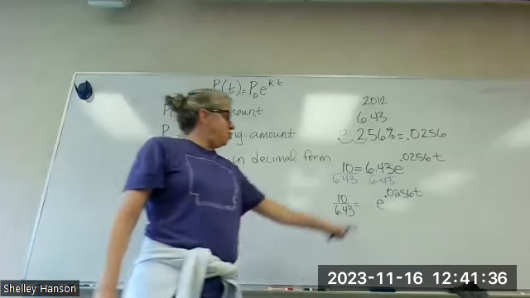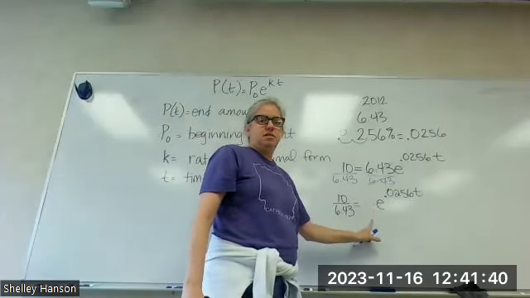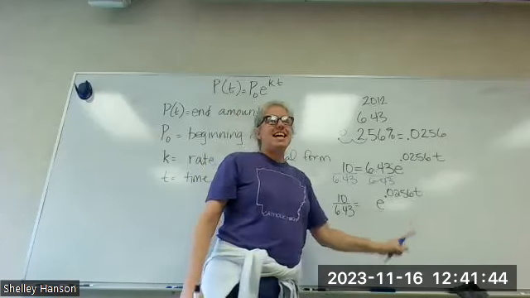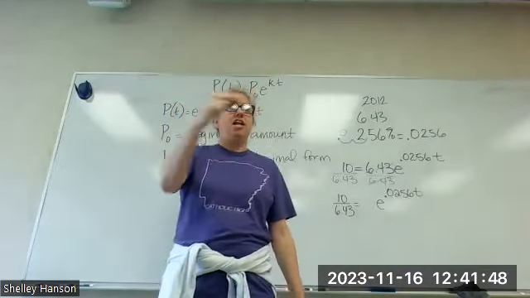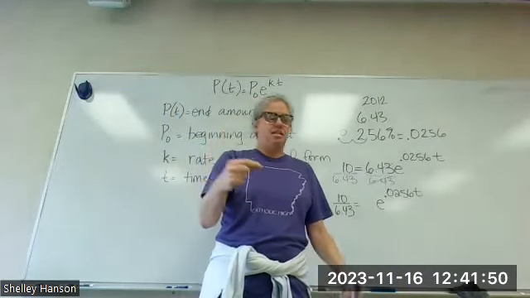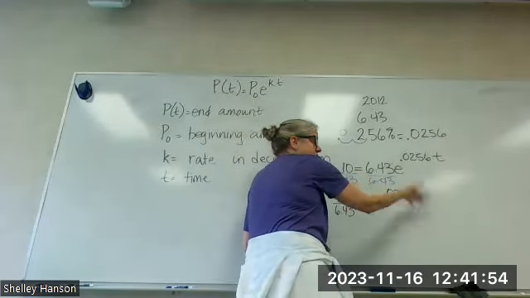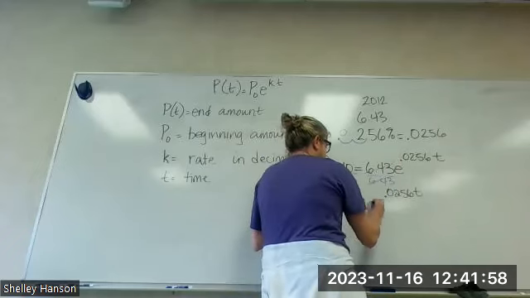So now I'm to the point where I need that t to come down. So what am I going to do to both sides? Since it's an e instead of a regular log, you're going to ln both sides, right? Because if what you're solving for is in the exponent, at some point it's got to come down. So I'm going to ln both sides here.